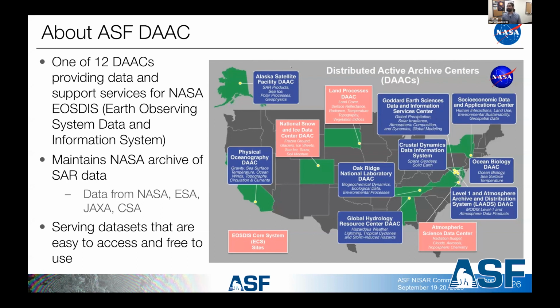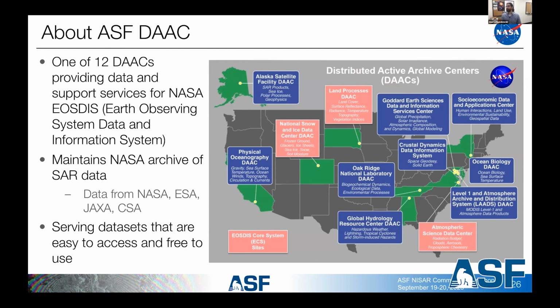Before I jump into that, I just want to give a brief introduction to ASF and explain who we are and what we do. So the Alaska Satellite Facility is a NASA DAC, which is a Distributed Active Archive Center. And so we archive and distribute SAR data. And as part of that mission, we also provide educational resources to explain how to access those data, and then how to use and analyze those data, because SAR is such a complex data set.